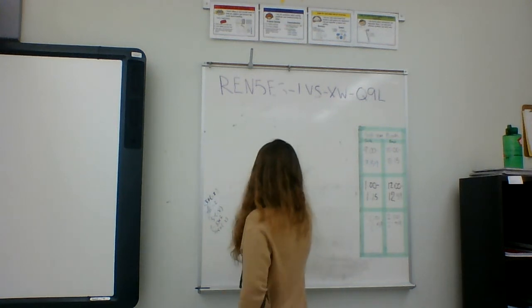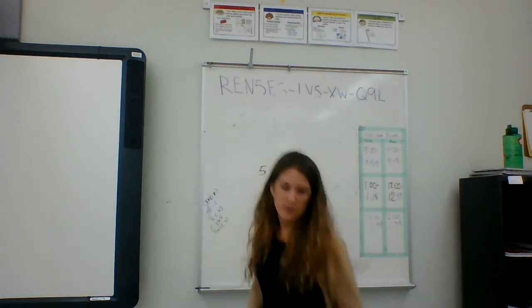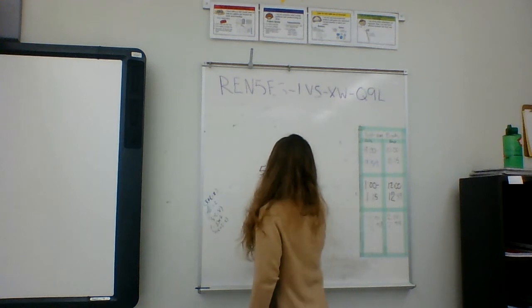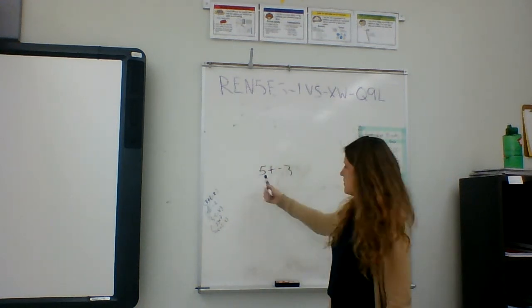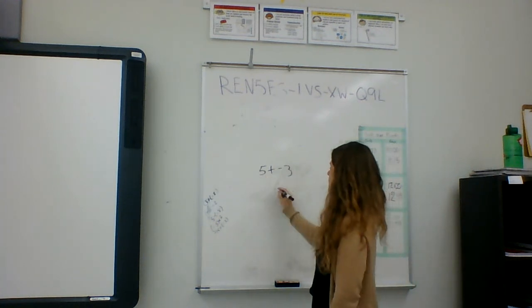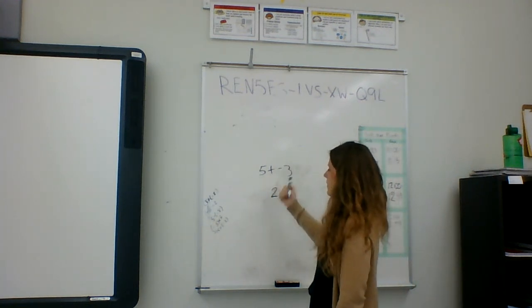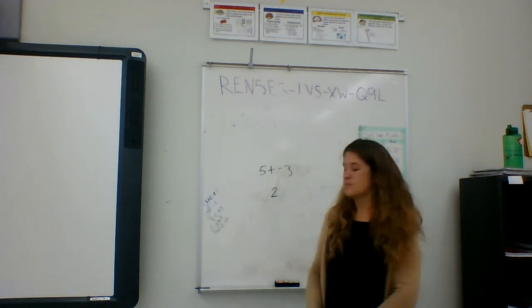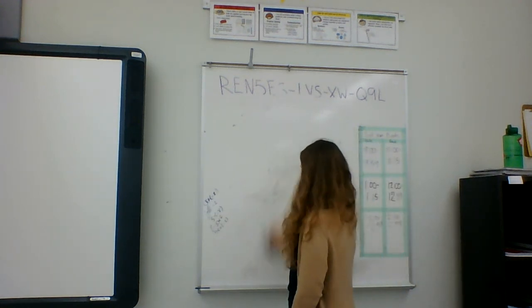So our first problem is, let me say it again, 5 plus negative 3. So I see I have a positive number and a negative number. So because I have one positive, one negative, I'm going to subtract. 5 minus 3 is 2. And there's more good guys than bad guys, so it's positive 2.